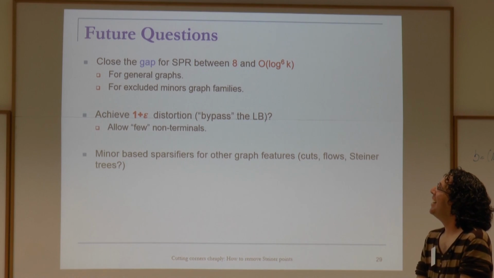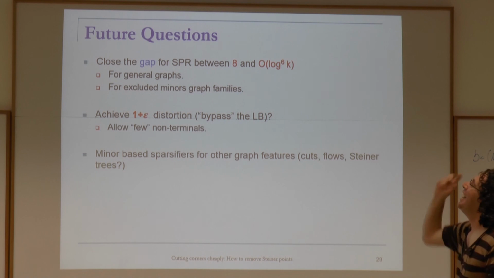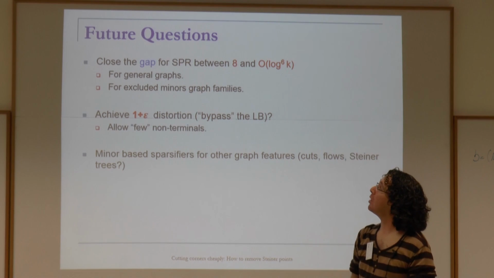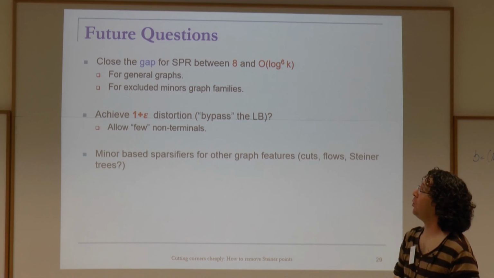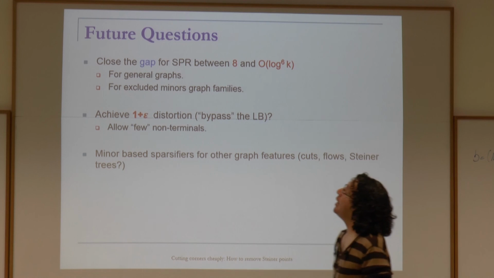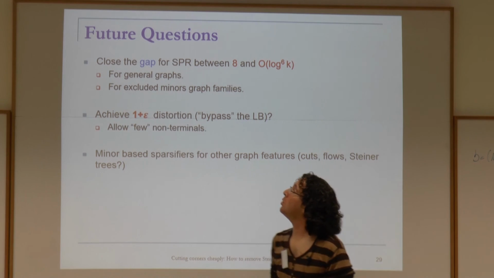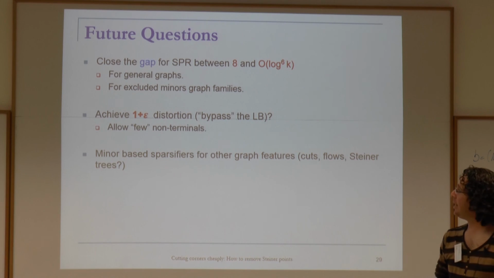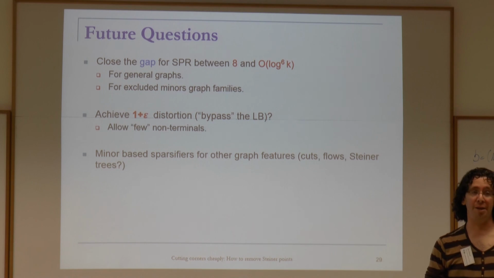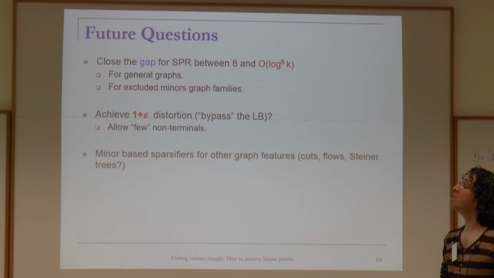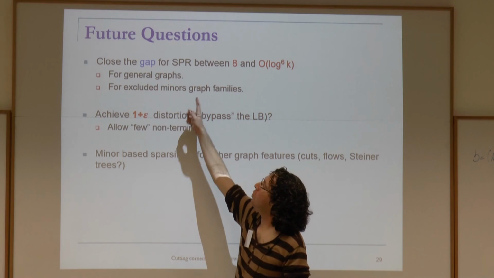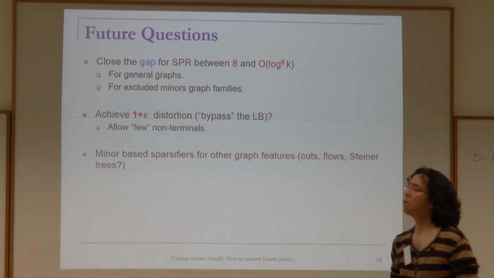Now, future questions. As I said, the only lower bound known is a lower bound of 8, and the best known upper bound is polylogarithmic. We want to perhaps narrow the gap or even close it completely, either for general graphs or for excluded minor families. For randomized minors, there is a result that applies for excluded minor, which is better than the result for general graphs. Our result works the same, and for now we don't know anything special about excluded minor graph families.